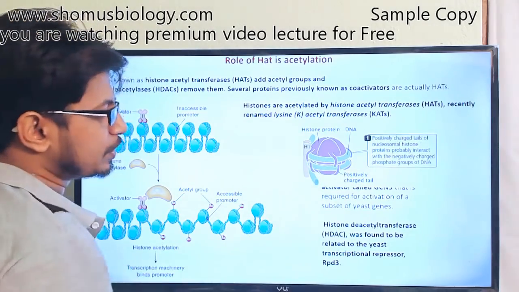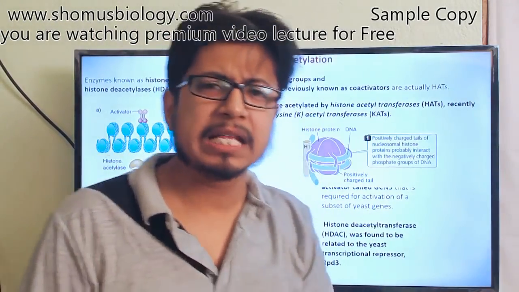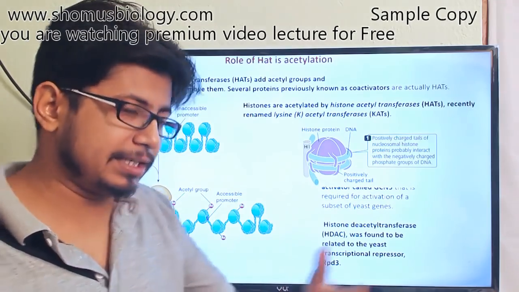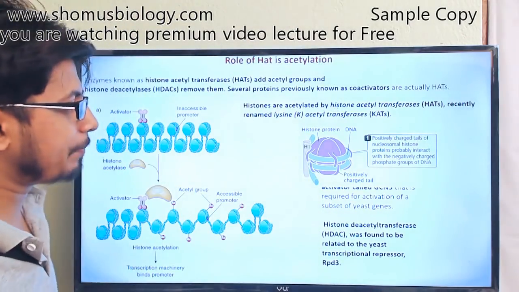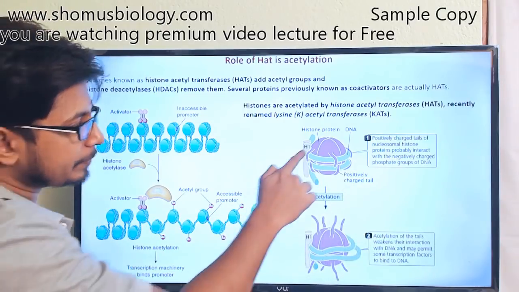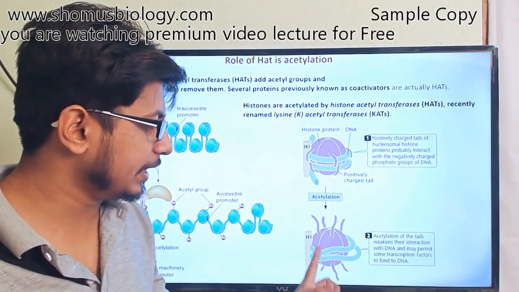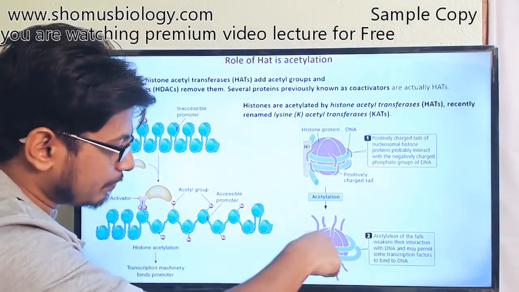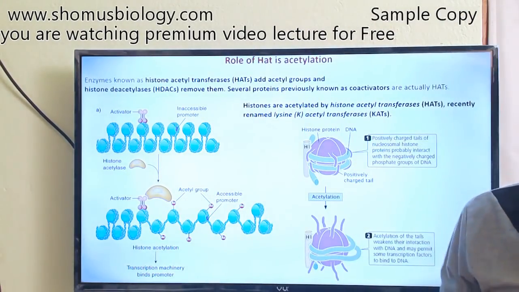All the tails are positively charged because they're rich in lysine. The reason these N-terminal tails are lysine rich is because the DNA backbone is negatively charged and lysine is positively charged, so they can easily attach to the DNA like Velcro. But look at what happens when these N-terminal tails are acetylated. Acetylation of the tail weakens their interaction with the DNA, and as a result the tail releases the DNA. Now the DNA becomes free and accessible to the transcriptional machinery, and they can initiate the transcription process.